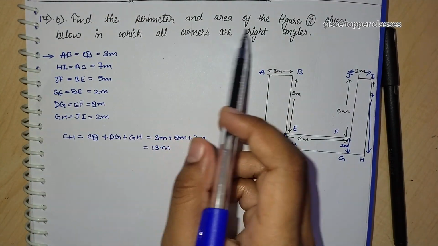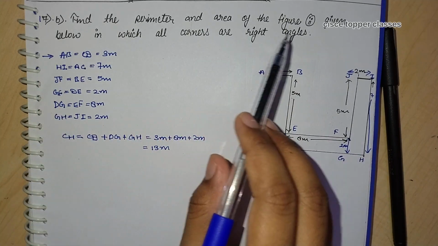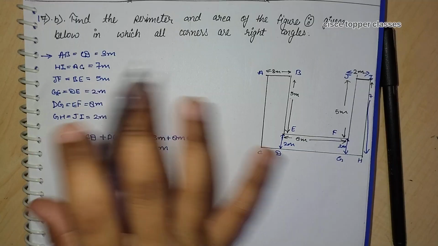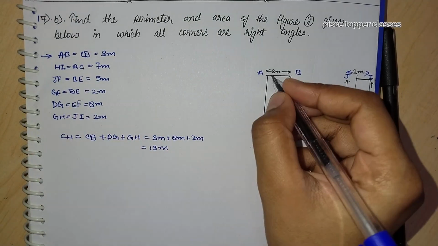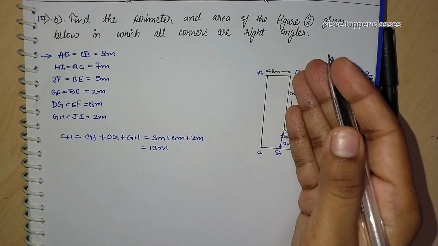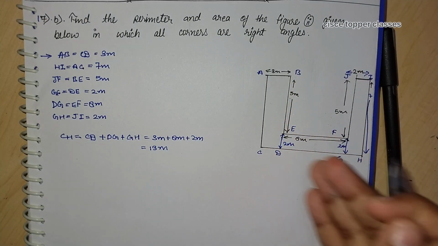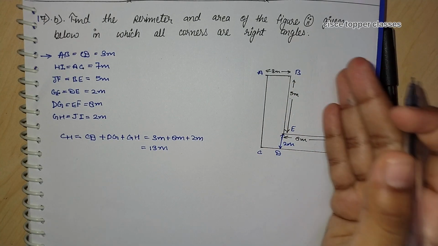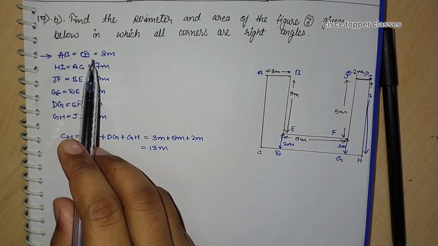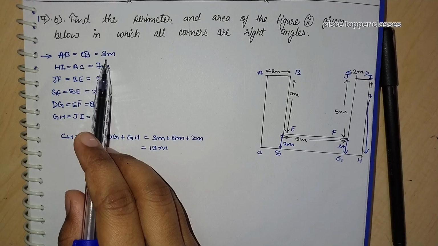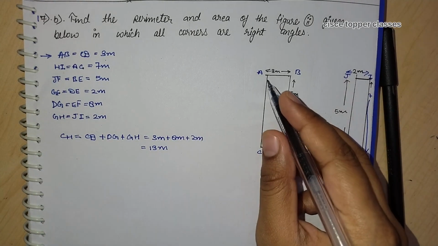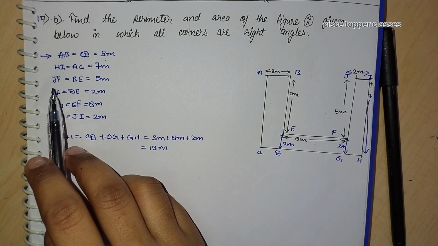We have to find the perimeter and area of the figure given below, in which all corners are right angles. Here I have already written the sides which are equal. Firstly, we will divide this figure into 3 equal parts. Let ABCD be one rectangle, EFDG be another rectangle, and the third rectangle be JIGH. Here AB is equal to CD, which is 3, and HI is equal to AC, which is 7 meter.